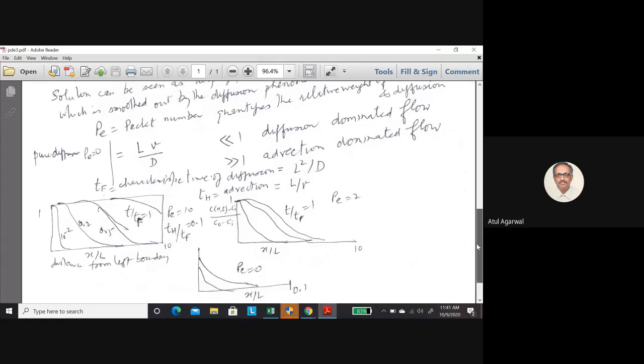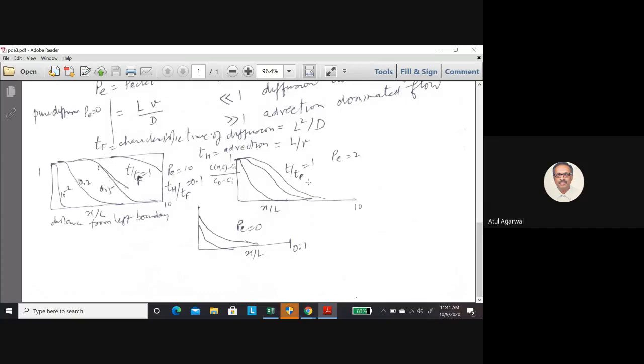So here you see the solutions. When the Peclet number is 0, you have a case of pure diffusion. So you see your solution is gradually building up. It takes time to build up. The full value will be realized, like a straight line, only at infinite time. Otherwise, it is gradually building up.